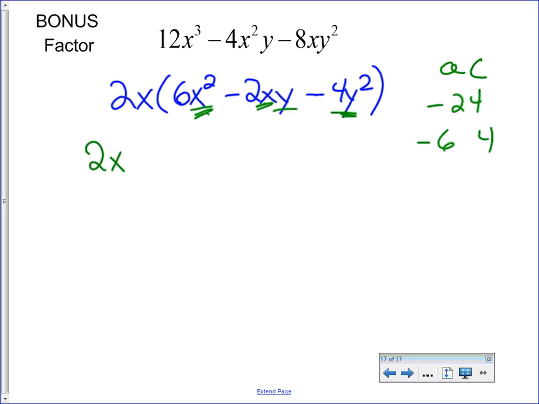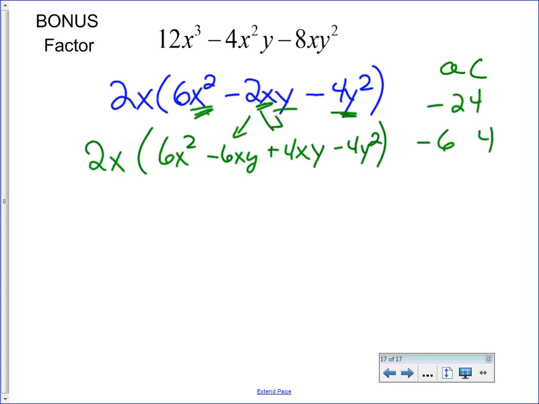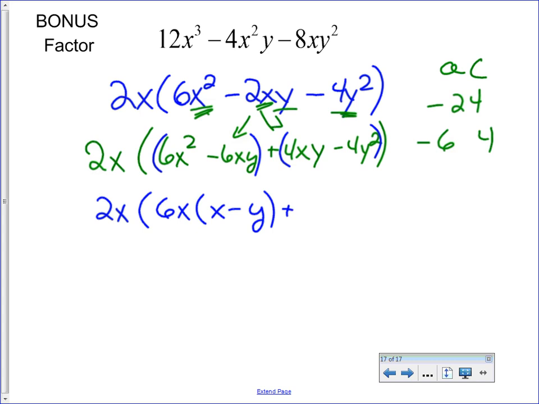So what I'm going to do is split the negative 2xy into negative 6xy and positive 4xy. And then I'm going to factor by grouping. So I have the 2x out front. Out of the first term, I can pull out a 6x. And what's left is x minus y. And out of the second term, I can pull out a 4y. And what's left is x minus y.